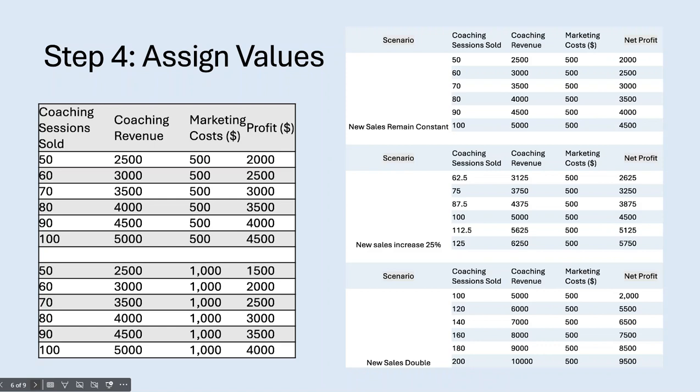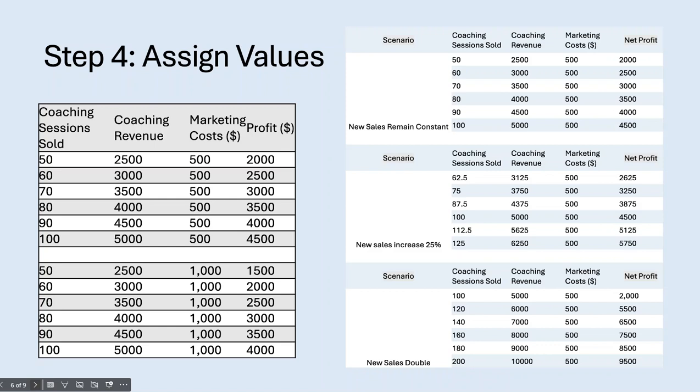Down at the bottom, this is the anticipated profit if we double the marketing cost. There's no guarantee that we could get any additional clients, so I've just left it here as the potential worst case scenario. Now on the right-hand side, we have 3 scenarios, and this was pulled out of Microsoft Excel.